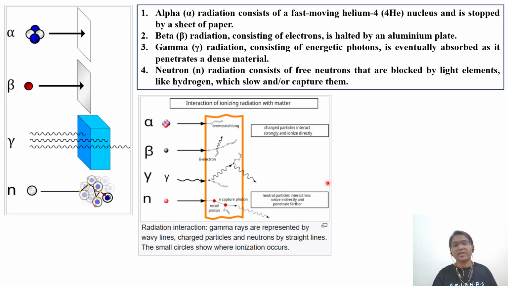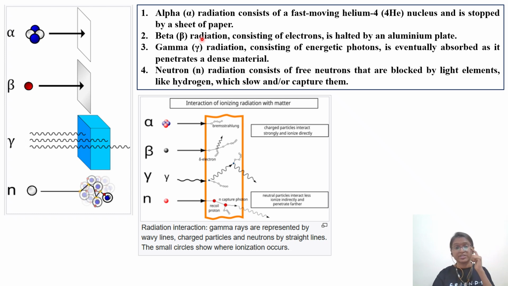Then the last slide we will be seeing. As I told you, we have to always compare alpha, beta and gamma particles. So we'll do a quick comparison, because in our exam, apart from alpha particles, any question with respect to beta, gamma, or neutron, we'll be able to address. So what we can learn with respect to alpha particles is that alpha radiation consists of a fast moving helium-4 nucleus, atomic number 2, mass number 4, and is stopped by a sheet of paper. If an alpha particle goes through paper, it gets stopped by this paper.